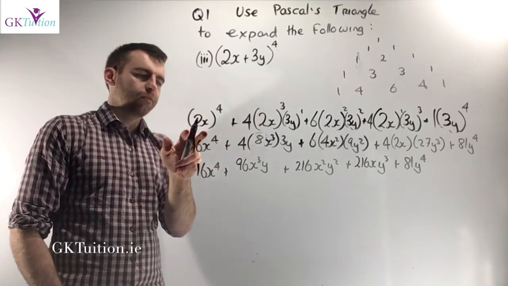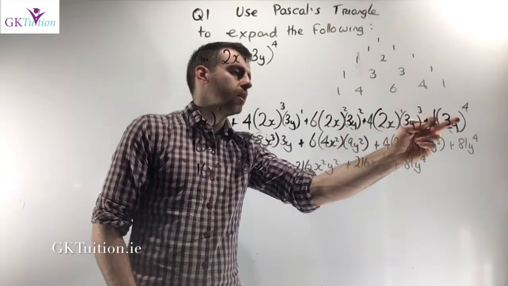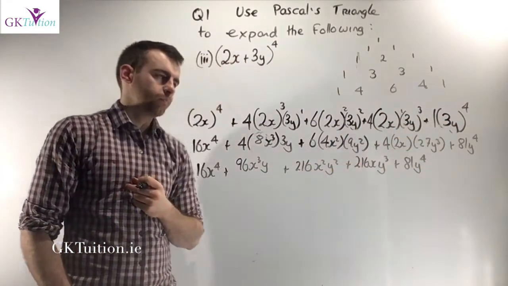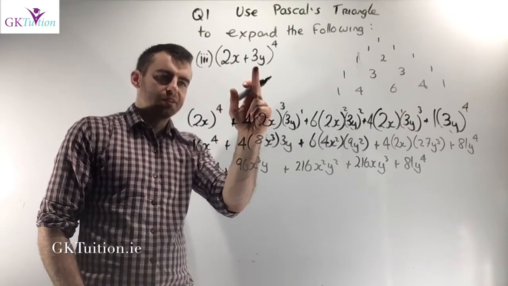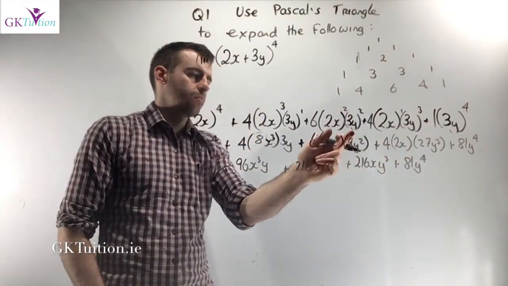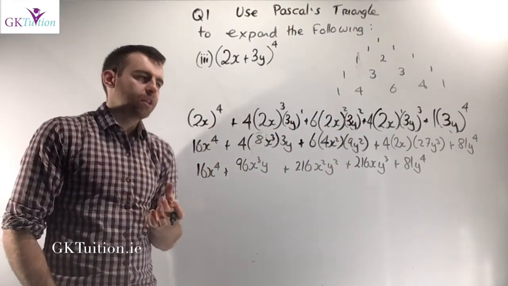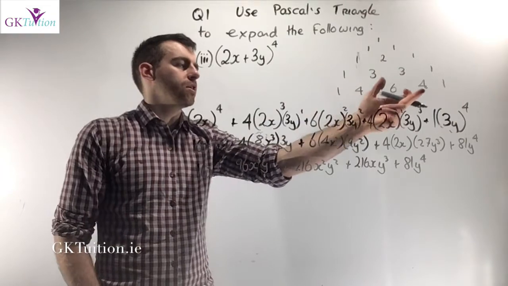So it's 2x to the power of 4, and then the next one had a 3, and 2x to the power of 2, 2x to the power of 1, and then there was none in the last one. Whereas the last term will be this term to the power of 4. So 3y to the power of 4, 3y to the power of 3, to the power of 2, to the power of 1, and then there's none of them. The only other thing we need to slot in then is the 1, 4, 6, 4, 1.